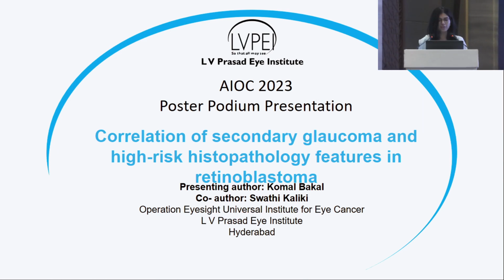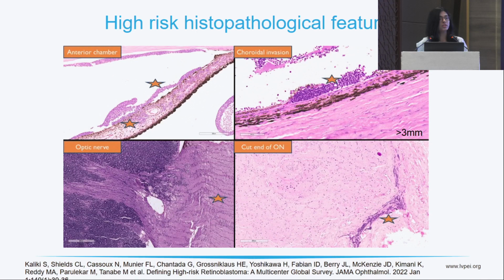Good morning, everyone. I'll be presenting on correlation of secondary glaucoma and high-risk histopathology features in retinoblastoma. As we all know, the high-risk histopathological features are invasion of the anterior chamber, invasion of the choroid more than 3 millimeters, invasion of post-laminar region of optic nerve or cut end of the optic nerve.